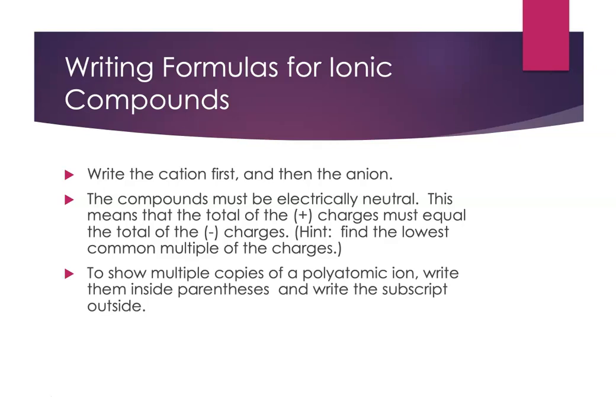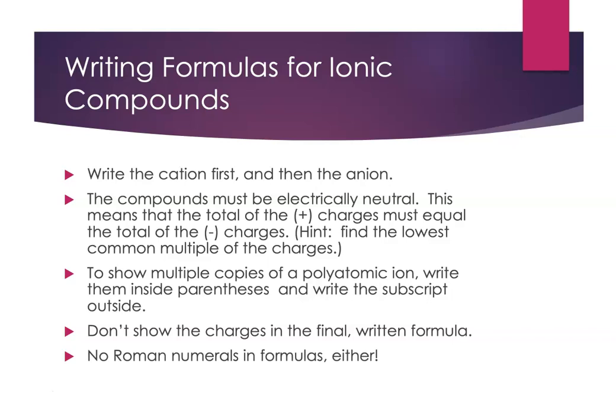If I want to show multiple copies of a polyatomic ion, I'm going to write that polyatomic ion inside parentheses and then put the subscript that I need outside those parentheses. The other thing that I want to point out is we don't show any charges in the formula. Ionic compounds just show the anions and the cations, whatever atoms those involve, but no charges are shown in the formula. And that means no Roman numerals either. And that's an error that I do sometimes see. But you know better. You know that you won't show your charges in your formula.